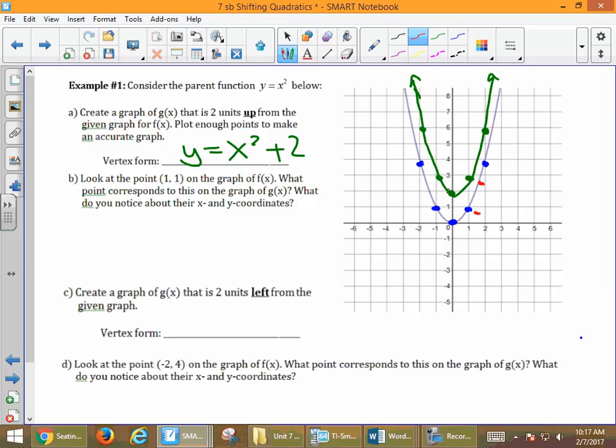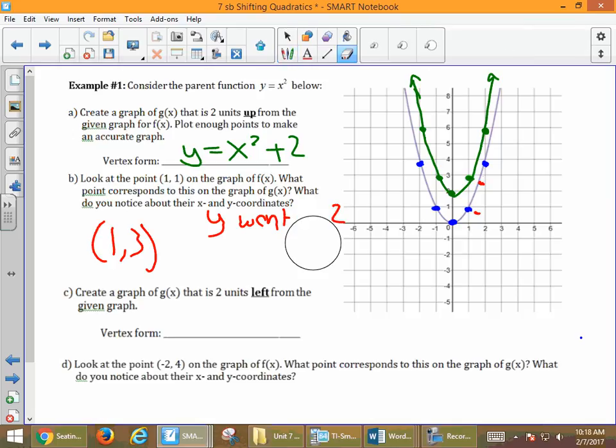This one right here, the one that we shifted up 2 from it. And so if we look at the coordinates of our new point, it's 1, 3. And so if we look at the x and y coordinates of these graphs, what is different between 1, 1 and 1, 3? What's something that's different about them? The y coordinate. So the y coordinate got changed up 3, or up 2, I'm sorry. Y went up 2.